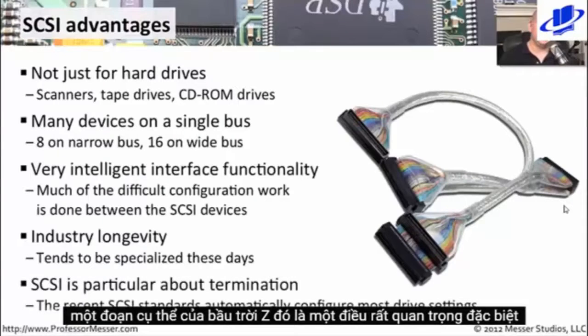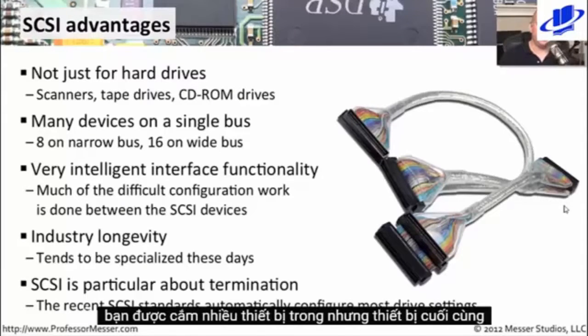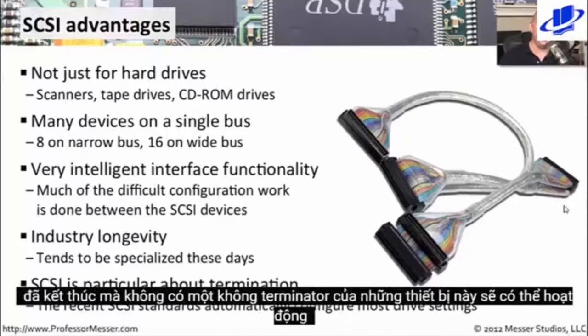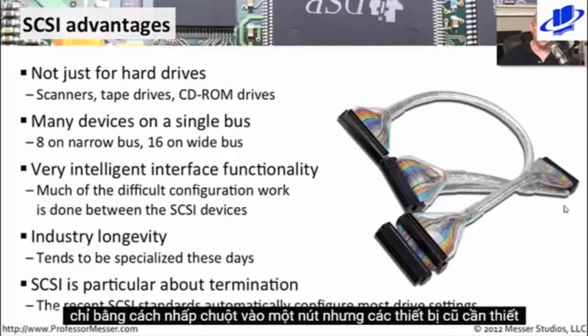One particular piece of SCSI that was very important, especially early on, was the termination. You could plug many devices in, but the last device had to have what we called a terminator on the end of the chain. That way, the SCSI communication knew exactly where the signal ended. Without a terminator, none of these devices would be able to operate properly. The newer SCSI devices tend to have these terminators built into the device, and you can enable or disable the terminator just by clicking a button.